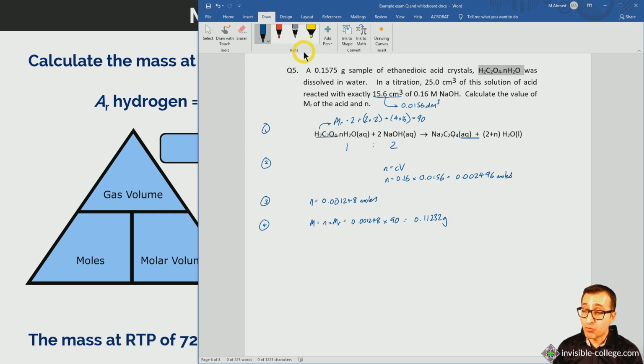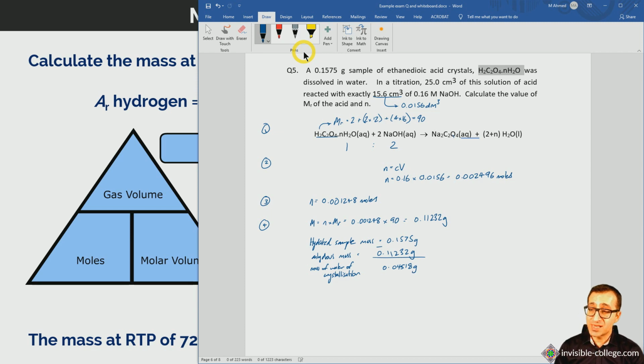So now, if we know that the hydrated sample mass was 0.1575, and we know that the anhydrous mass is 0.11232 grams, we can just subtract 0.11232 grams from 0.1575 grams to find what proportion of this mass was the water of crystallization. So the mass of water of crystallization is going to be 0.1575 minus 0.11232, and this gives us 0.04518 grams.